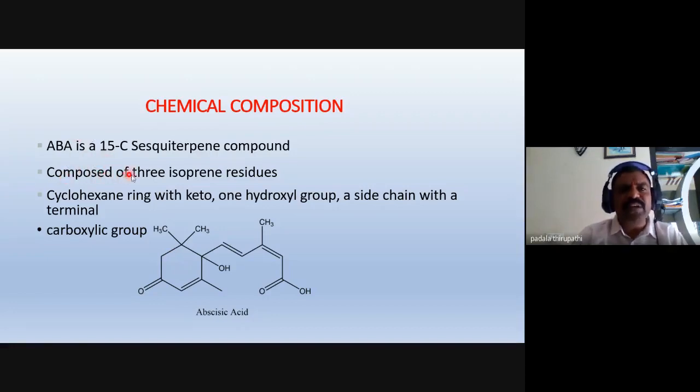This is composed of 3 isoprene residues, then a cyclohexane ring with a keto group, 1 hydroxyl group, and a side chain with a terminal carboxyl group. The carboxyl group is included. This is abscisic acid, the structure of abscisic acid.